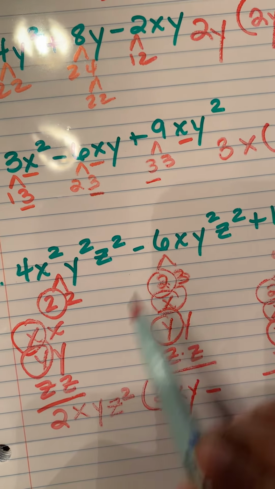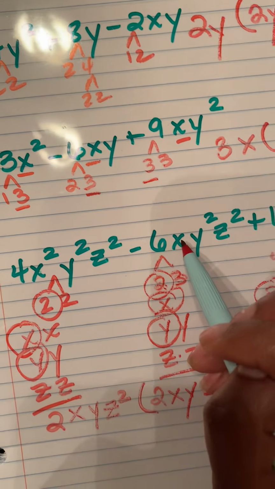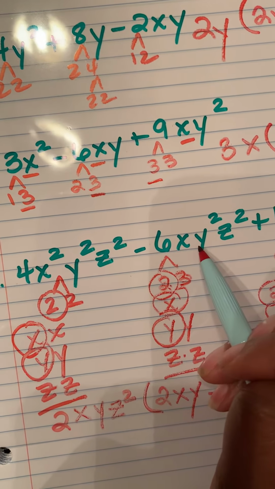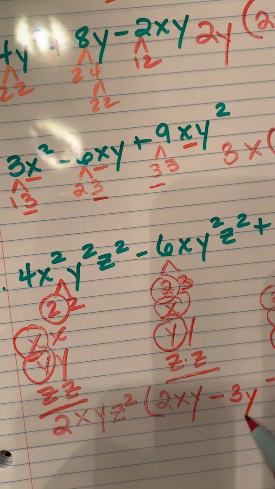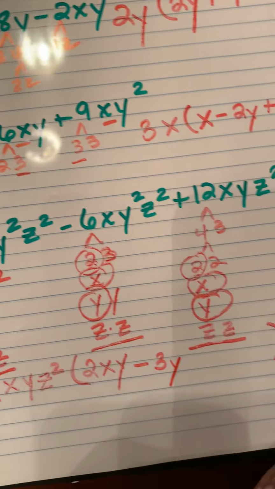I need 6. 2 times what to give me a 6? 3. How many y's? How many x's? I have an x. I need 2 y's. I only have 1, so I need 1 more. I need 2 z's. I have 2 z's already, so just leave that alone.